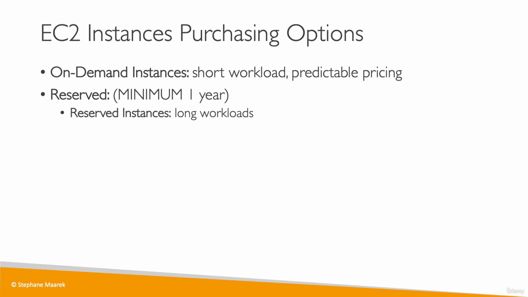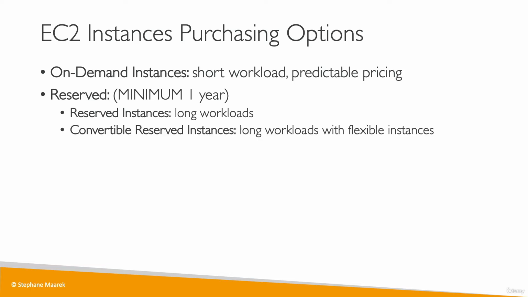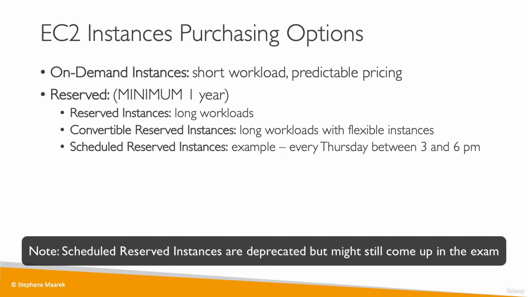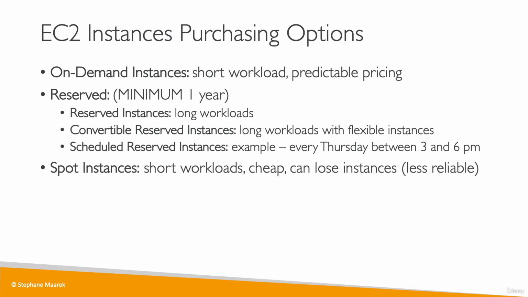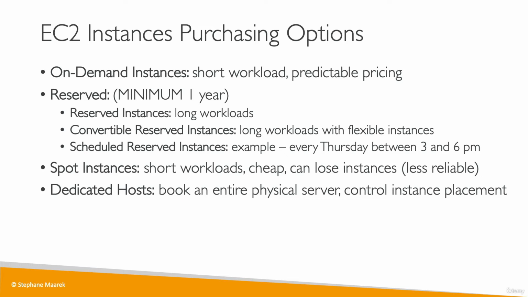And you can use 3 types of reserved instances. The first one is simply called reserved instances for long workloads. Think of a database. You'll have convertible reserved instances when you have flexible instances, so you want to change their types over time. Then you have scheduled reserved instances. For example, when you know you don't need it continuously for 1 year, but you need it maybe every Thursday between 3 and 6 p.m. for 1 year. Then we have spot instances. They're going to be short workloads, cheap, but we can lose them. They're less reliable.